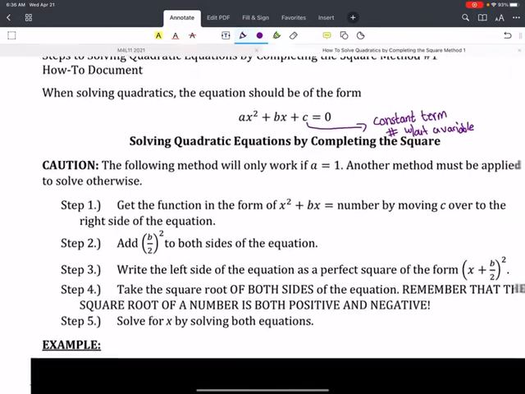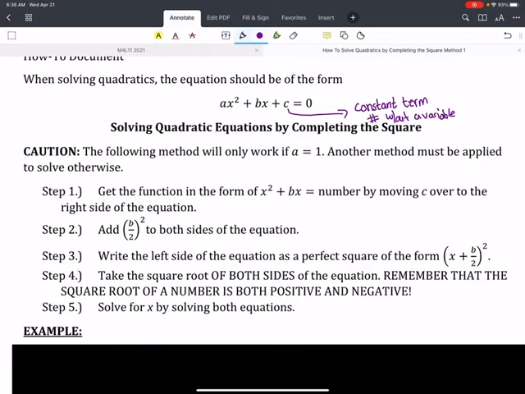Alright, so here are our steps. The following method will only work if a equals 1. Another method must be applied otherwise. That's not a problem because all of ours that we're doing this year are a equals 1. So there's not another number other than 1 right here, and normally we don't even write the 1. We usually just see x squared plus bx plus c equals 0.